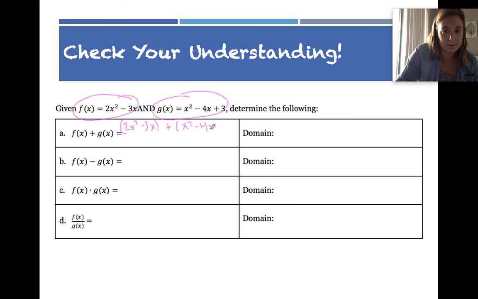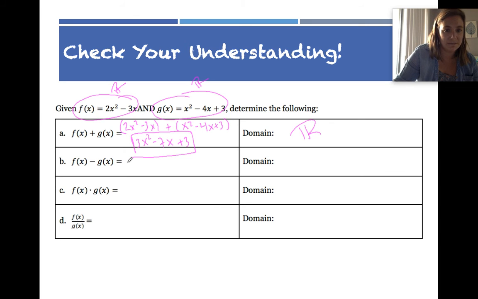So 2x squared and x squared is 3x squared. Negative 3x minus 4x is minus 7x. And then plus 3. It probably would have been a good idea for me to think about, well, these have no domain restrictions to begin with. So the domain is just all real numbers.